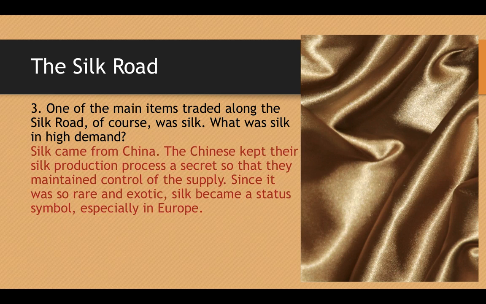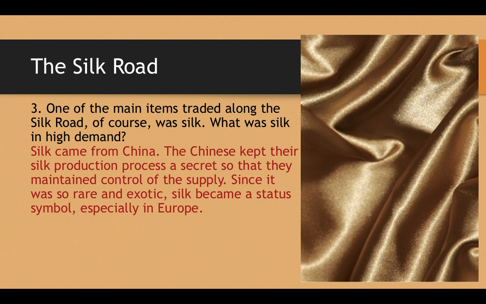Now, one of the main items traded along the Silk Road, of course, was silk, is what it was named after. There are several reasons why silk was in high demand. Silk came from China. They're the ones who invented the process of making silk, and no one else knew how they did it. The Chinese kept their silk production process a secret. That way, they maintained control of the entire supply. They could have a monopoly on it, and they could really set their price.